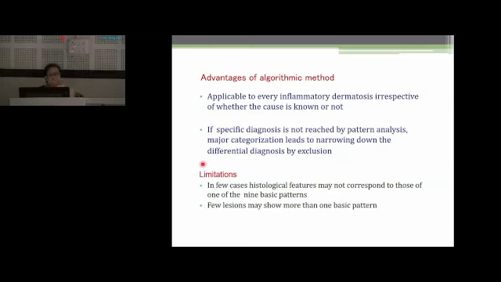What are the advantages of algorithmic method? It can be applied to every inflammatory dermatosis irrespective of whether cause is known or not. If specific diagnosis is not reached by pattern analysis, major categorization leads to narrowing down the differential diagnosis by exclusion. There are certain limitations, like in few cases, histological features may not correspond to those of any of the 9 patterns, or few lesions may show more than one basic pattern. So that is one of the limitations, but most of the times we can narrow down the diagnosis.